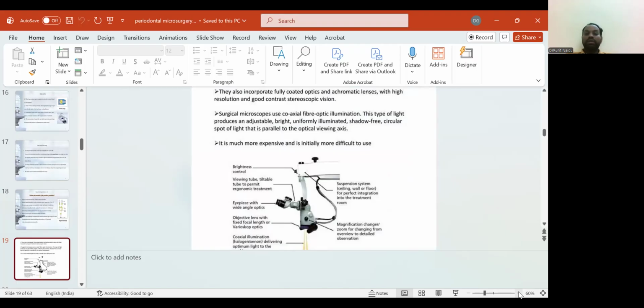This type of light produces an adjustable, bright, uniformly illuminated, shadow-free circular spot of light that is parallel to the optical viewing axis. It is much more expensive and initially more difficult to use. It consists of a brightness control, a viewing tube or tiltable tube to permit ergonomic treatment, eyepieces with wide-angle optics, an objective lens with fixed focal length or varioscope optics, coaxial illumination, a suspension system, which can be on the ceiling, floor, or wall, and a magnification changer.